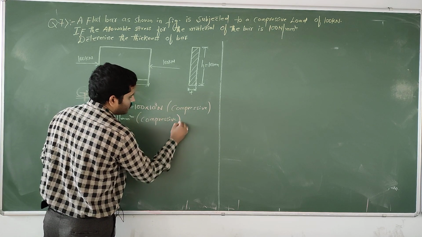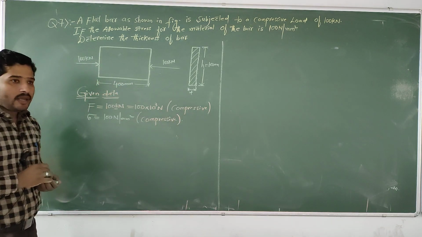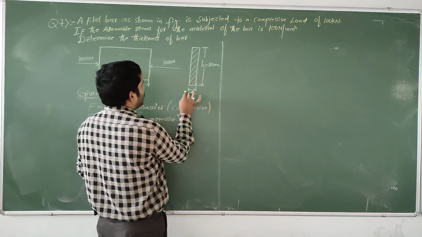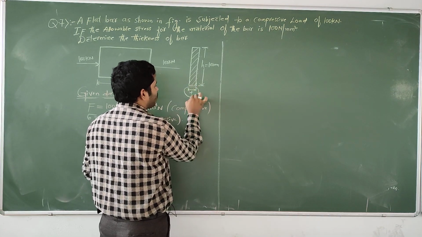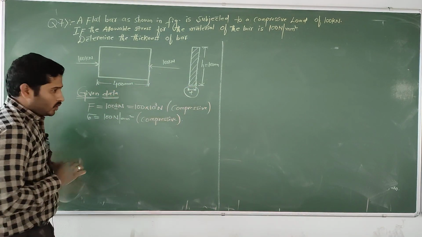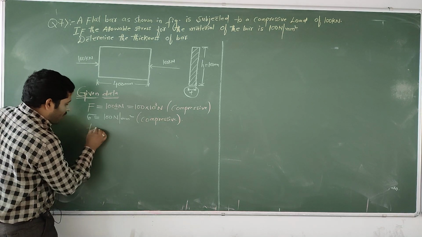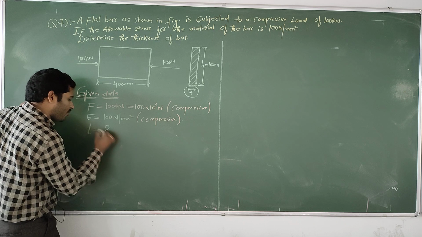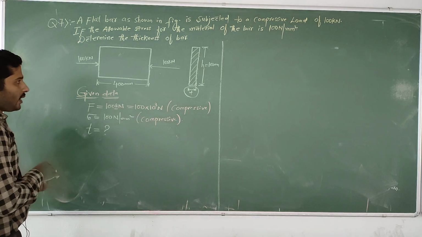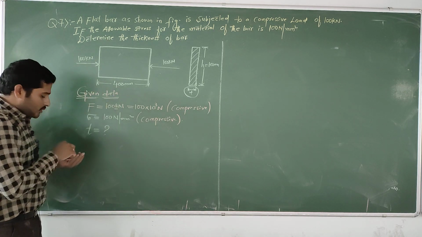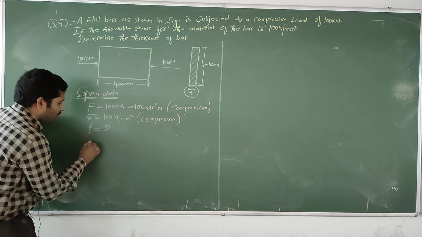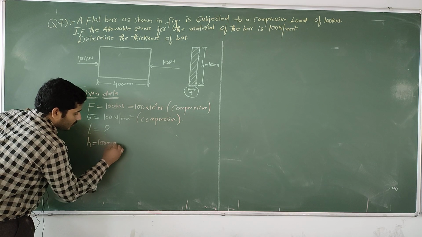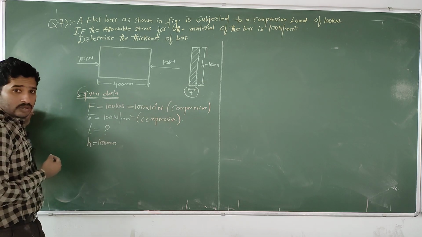Is it right? So in this case, what we need to find out? We need to find out the thickness of the bar. Is it right? And height. How much is given? Height is given as 100 mm. Is it right?